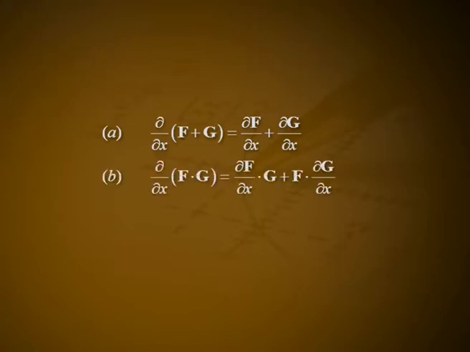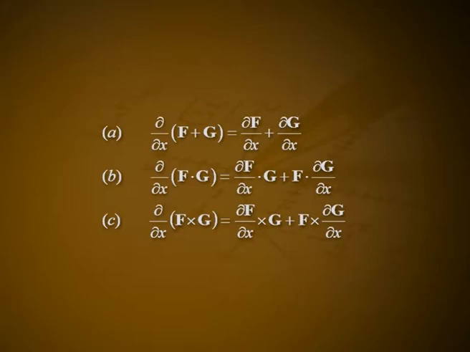a. ∂/∂x of (f plus g) is equal to ∂f/∂x plus ∂g/∂x. b. ∂/∂x of (f dot g) is equal to ∂f/∂x dot g plus f dot ∂g/∂x. c. ∂/∂x of (f cross g) is equal to ∂f/∂x cross g plus f cross ∂g/∂x.